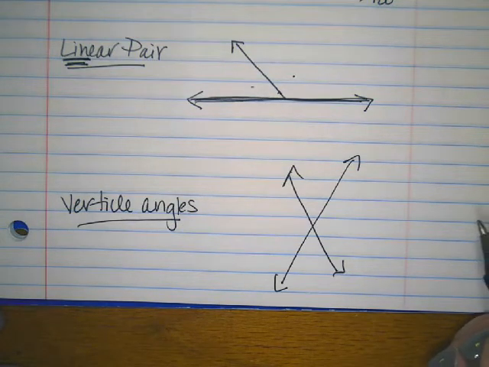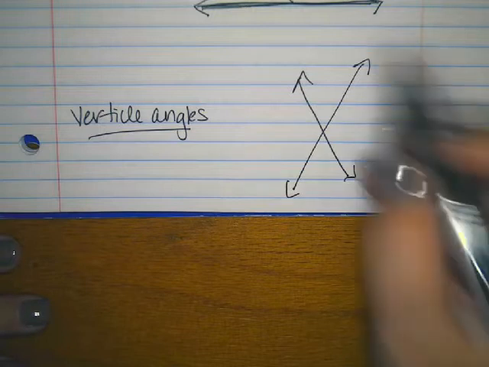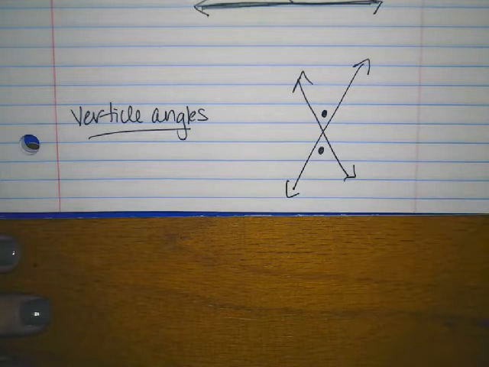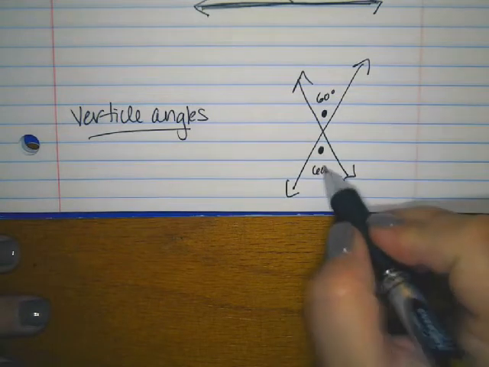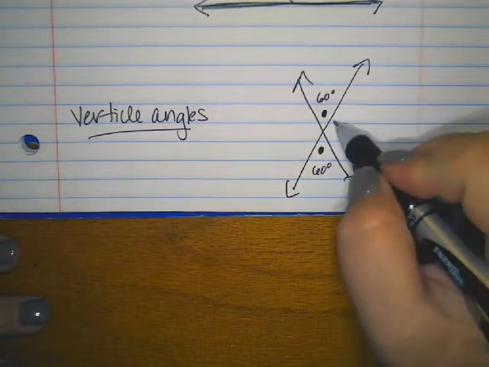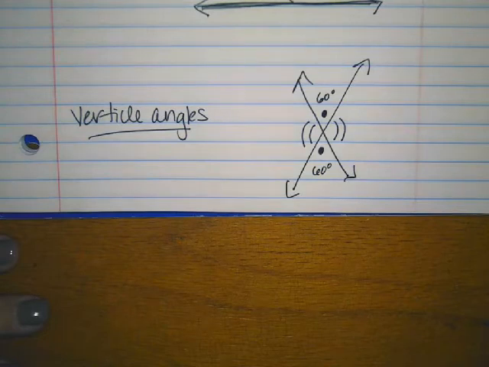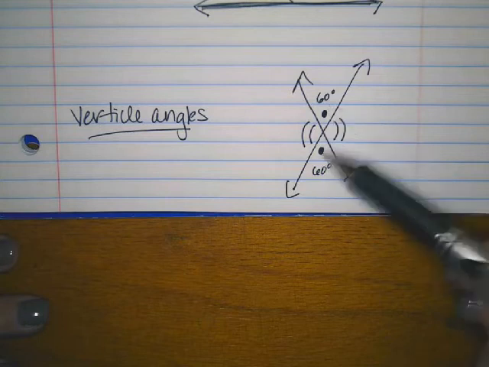The last one is vertical angles. If you remember vertical angles, anytime you see an X, X marks the spot, you create vertical angles. What's nice is that whenever I create that little X, I know that opposite angles are congruent. They're equal to each other. For instance, if this one is 60 degrees, I know that this one is 60 degrees. They're across from each other, they're opposite. The same is for over here. I would know that these are also congruent.